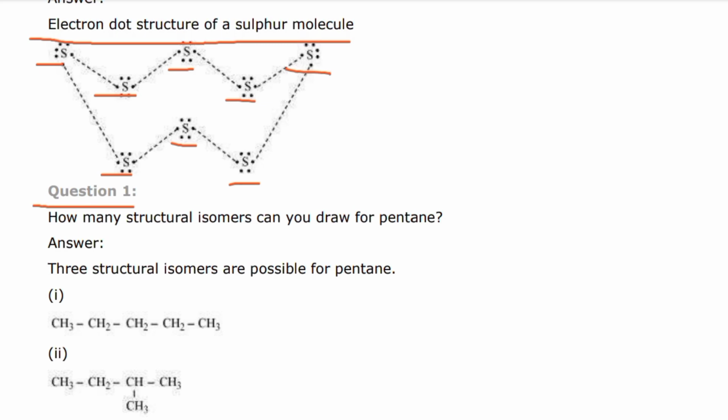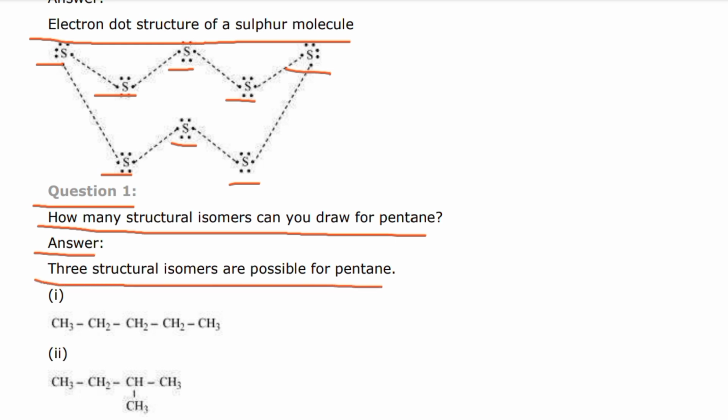Question 1. How many structural isomers can you draw for pentane? Answer. 3 structural isomers are possible for pentane. First, CH3, CH2, CH2, CH2, CH3. Second, CH3, CH2, CH, CH3, CH3.